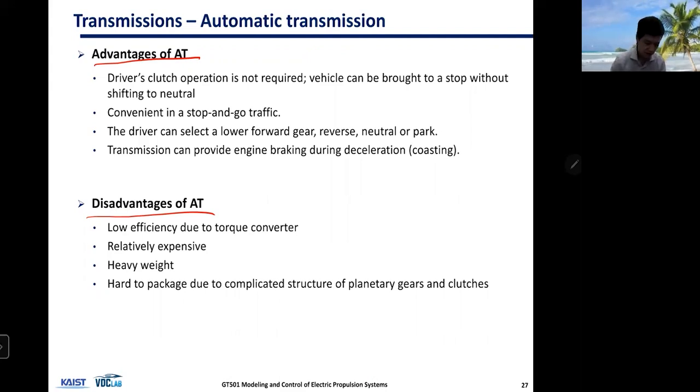Disadvantages are low efficiency, mainly due to the torque converter, but also viscous losses and pumping losses with the transmission itself as well. And it's relatively expensive, heavier weight, and hard to package due to complicated structures.